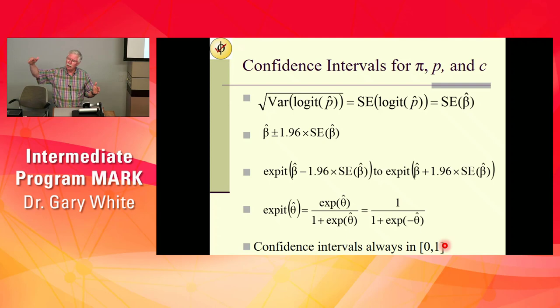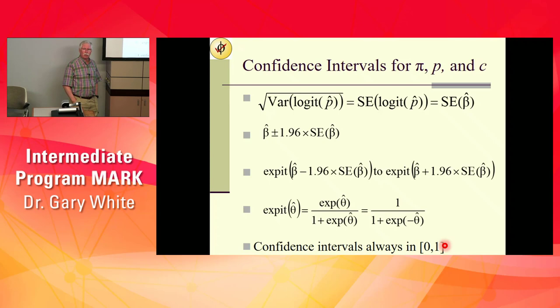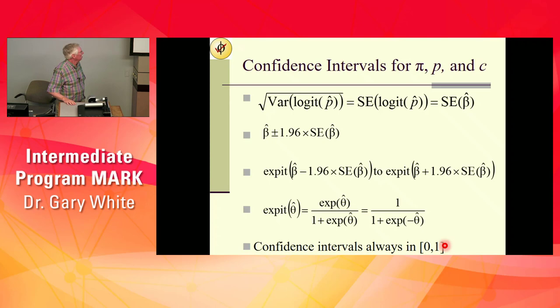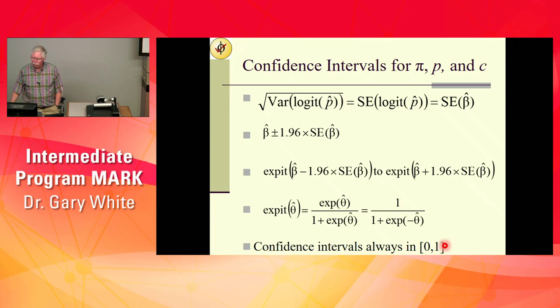So sometimes the fact that we force these things to be between 0 and 1 doesn't always lead to what we want. And we have another trick called the profile likelihood confidence interval that we'll talk about at some point. And that, by the way, is one reason to run the full likelihood, because you can get a profile likelihood confidence interval on N. But anyway.